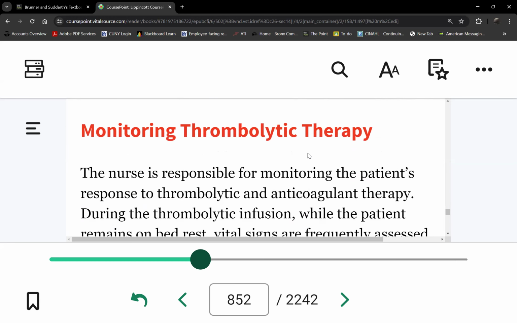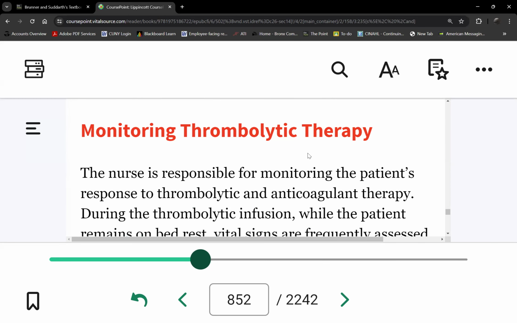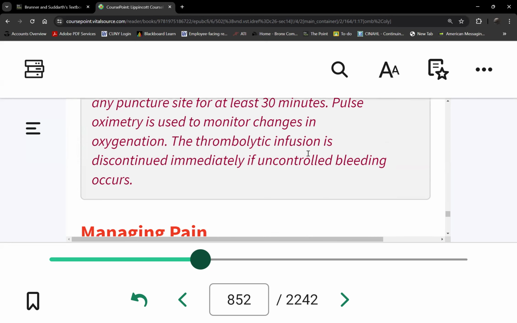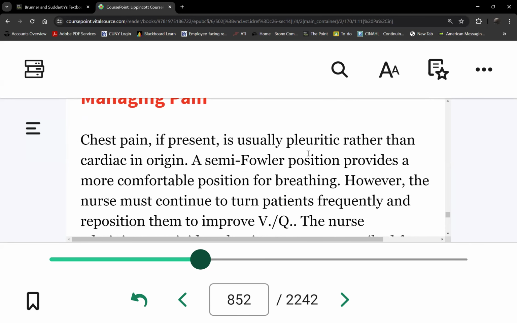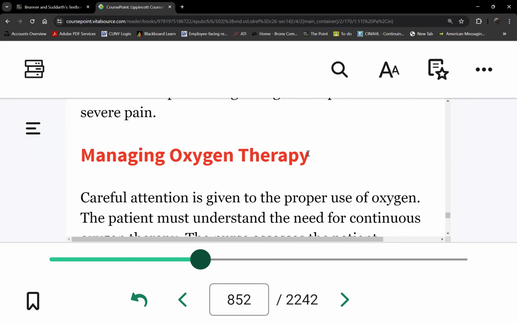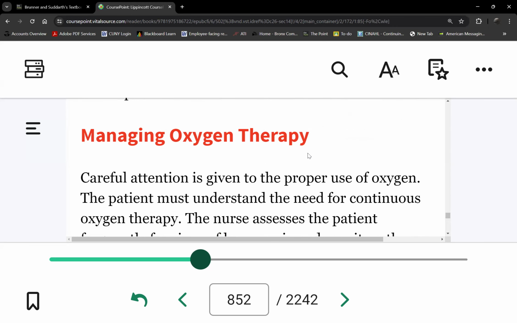So for monitoring anyone on anticoagulation, of course, you prevent bleeding, or monitor early signs of bleeding. For thrombolytic therapy, I won't repeat this, same precautions, same observations. Watch for bleeding, especially intracranial bleeding or GI bleeding. For chest pain in PE, the options are positioning, or the patient will be given opioids. And then oxygen therapy, target is 95% or better.